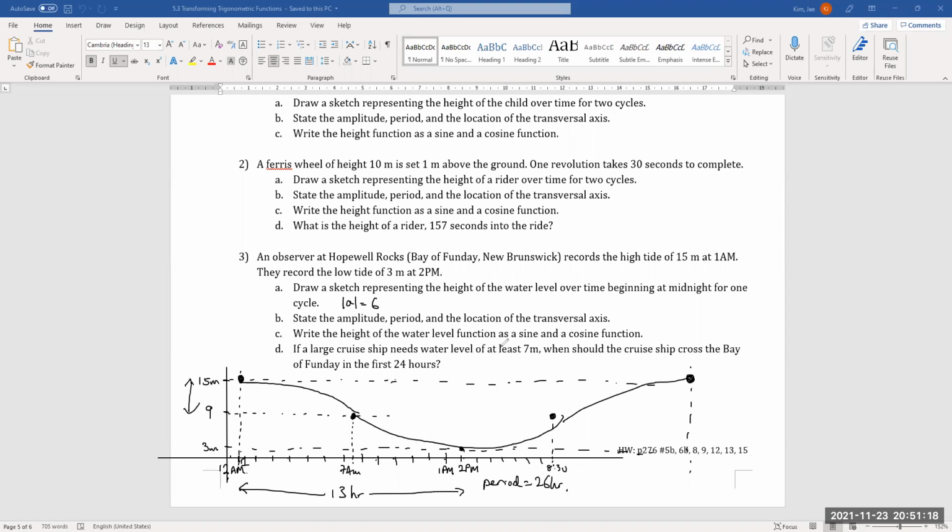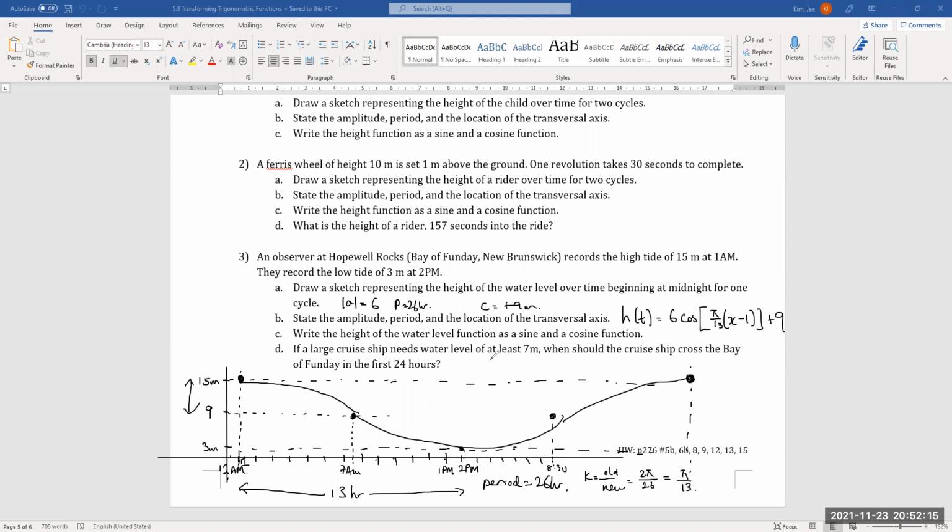And for the future, if we have to write an equation as a sine or cosine, why don't we just calculate k being the old divided by new? That's 24 hours. Sorry, that's going to be 2 pi divided by 26 hours. The k value is going to be pi over 13. So the period is going to be 26 hours. Location of the transverse, c is going to be positive 9 meters. Write the height of the water level function as a sine or cosine. Since we're going to be at maximum anyways, let's do the height as a cosine. It is going to be amplitude of 6, cosine, my k value of pi over 13, x minus 1 hour to the right, and plus 9. There it is.